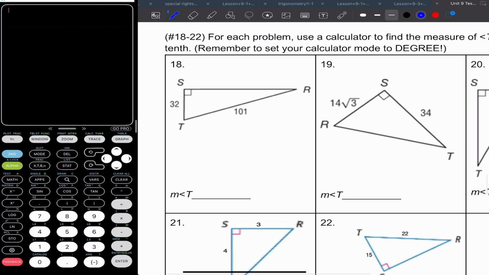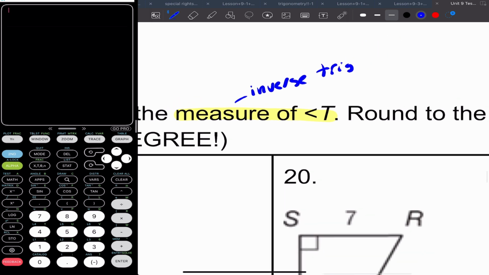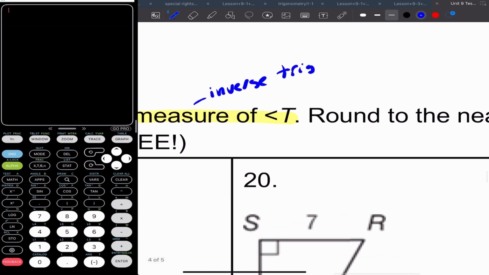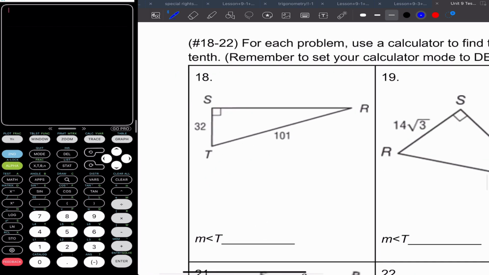We have a right triangle here, and I'm being asked to find the measure of angle t. If you're asked something similar to this, when you're finding the measure of a particular angle, you have to use the inverse trig function. That means you're going to press second on your calculator, and then press the appropriate trig function, okay?